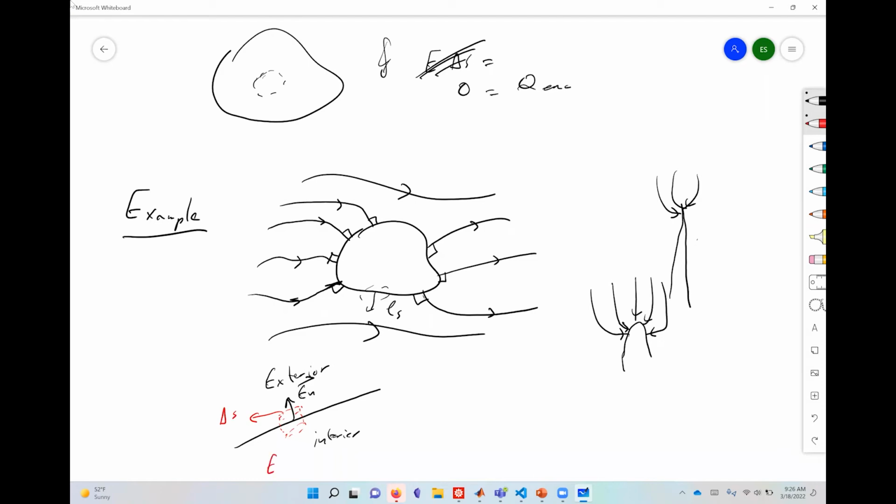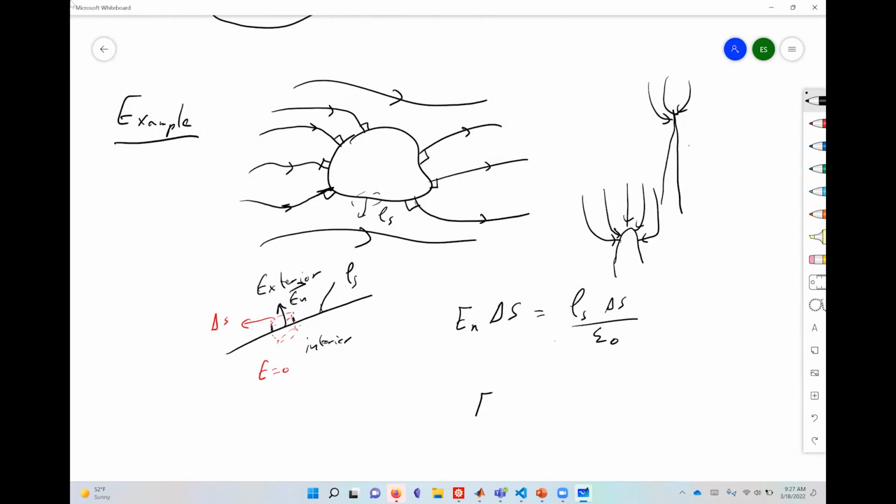The field in the interior is zero, so the Gaussian integral does not apply in the interior. In the exterior, the sides do not matter because there is no tangent field. There's only a normal field. So the only thing that matters is E_n delta S. That's the left-hand side of Gauss's law. The right-hand side is the total enclosed charge, which has charge density rho_S. The total enclosed charge is going to be rho_S delta S, over epsilon naught. So this tells me that the normal electric field is rho_S over epsilon naught.